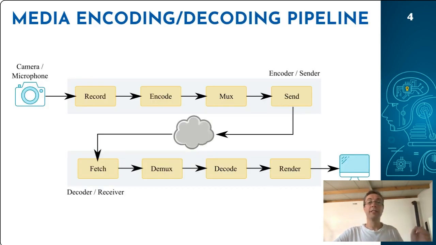Slide 4. In a typical media pipeline, media content gets recorded from a camera or microphone, encoded to save memory and bandwidth. Then different media tracks are muxed together, and the result is sent to the network. The decoding side is roughly symmetric to the encoding side. Media content needs to be fetched, demuxed, decoded to produce raw audio and video frames, and rendered to the final display or speakers. The mux and demux operations are only needed in progressive and adaptive media playback scenarios.